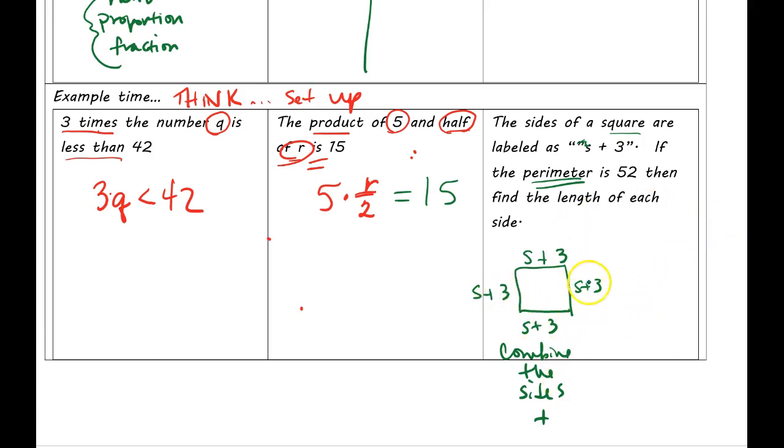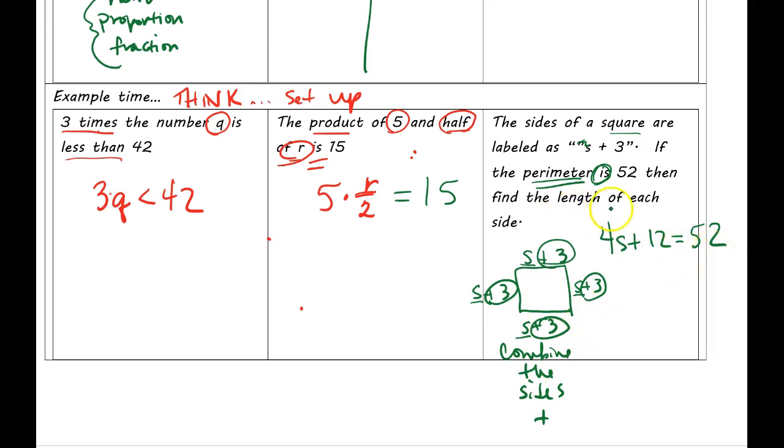I'm just going to add it by actually looking at this and adding them sort of in my head. When I do this, I just look at combining like terms. So how many s's do I have? Well, I have one s here, one s here, one s here, and one s here. So I have a total of 1, 2, 3, 4 s's plus how many positive threes do I have? 3, 6, 9, 12. So I just added up all the sides to do perimeter. 4s plus 12, and it says that it is, so remember the word is, equals 52. So I just set up my equation. 4s plus 12, that's combining all four sides, and that is equal to 52.